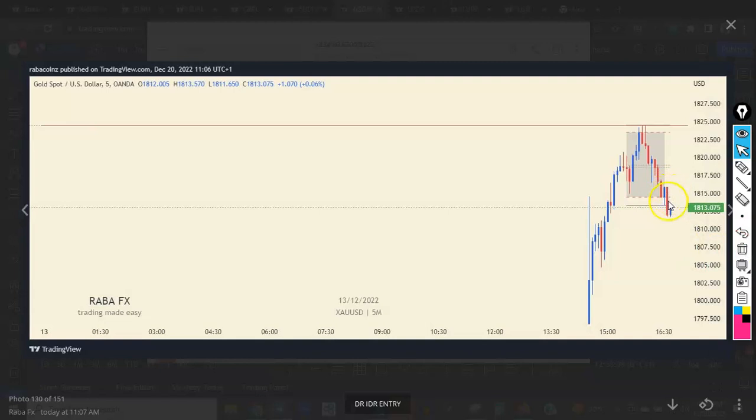Now, if you look at this close, this candle closes below the DR and the IDR and the DR at the same time. Okay, this is a strong close. And now, if you are thinking of a DR or IDR level, you want to see price reject from that area. Okay, I want to see strong rejection.